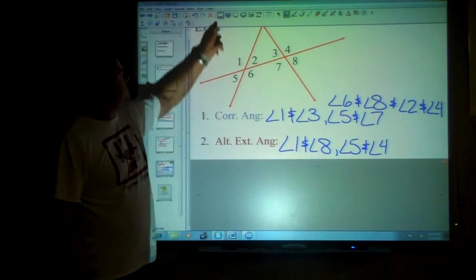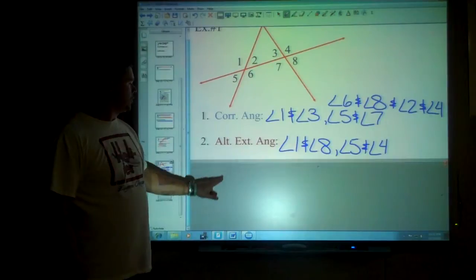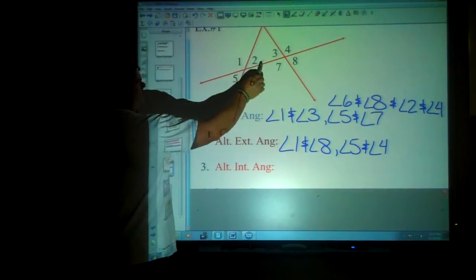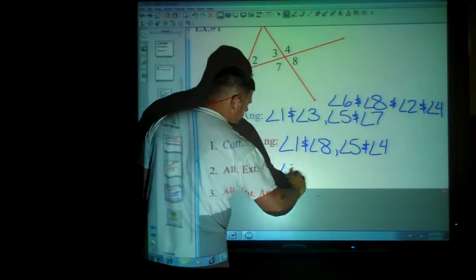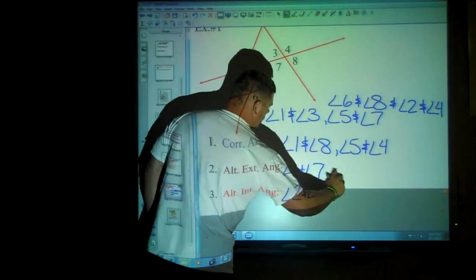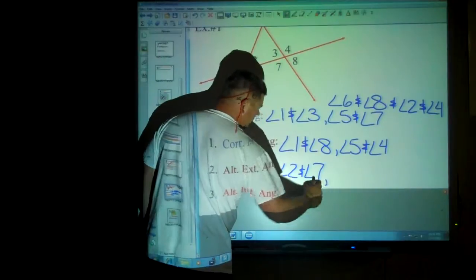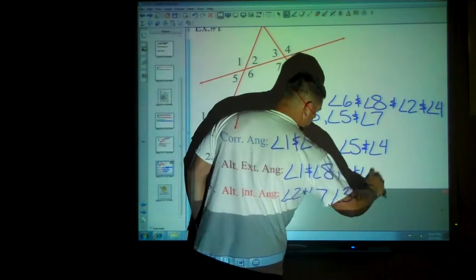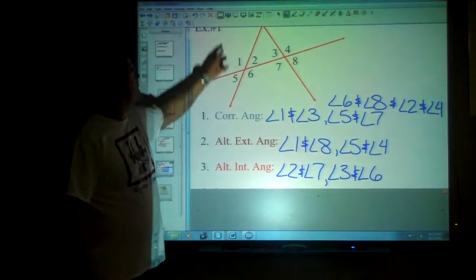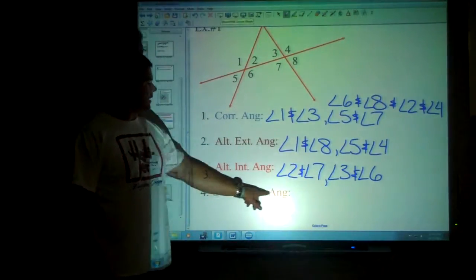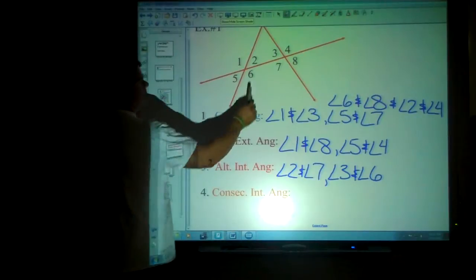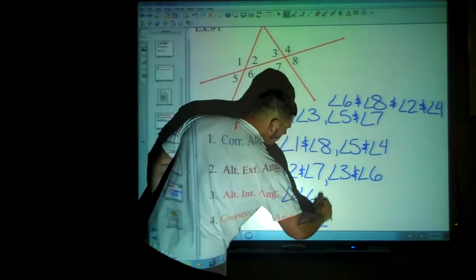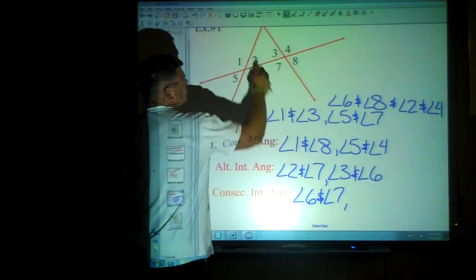After we do the alternate exterior, we'll then work with the alternate interior angles. So they got to be on opposite sides of the transversal, 2 and 7. And 3 and 6. And the last one we would have is the same side or consecutive interior angles. They're on the same side of the transversal, so 6 and 7. They have to also be inside, and 2 and 3.